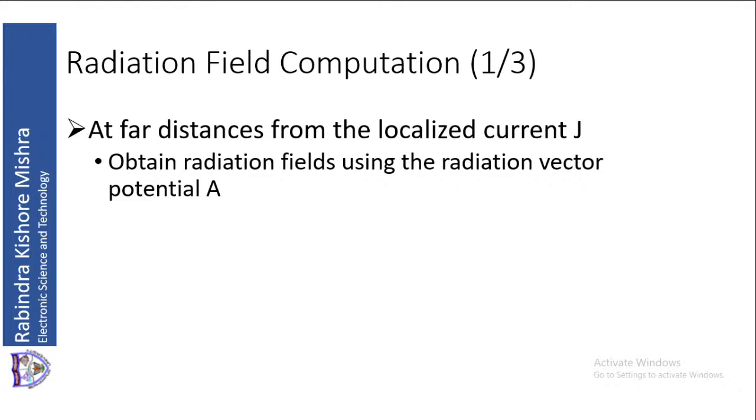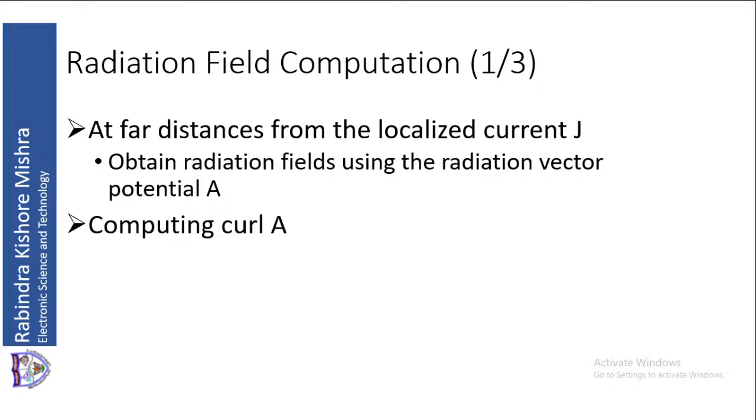So how will we get that? First, we obtain the radiation field using the radiation vector potential A. We have found an expression for the radiation vector potential A: A is equal to mu exponential minus jkR divided by 4 pi R, then the volume integration of J exponential jk dot R is the vector potential A.